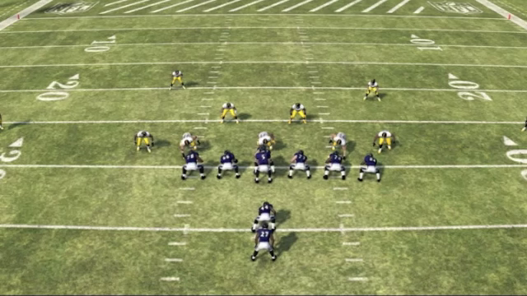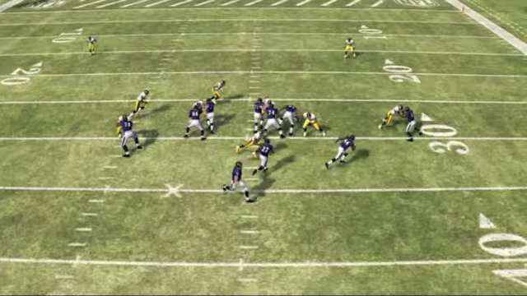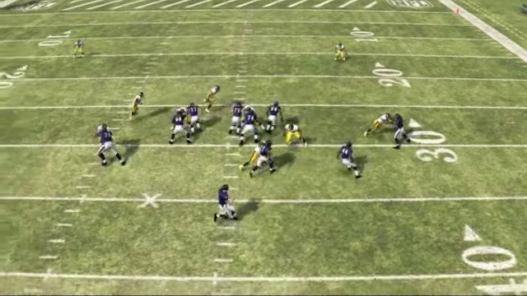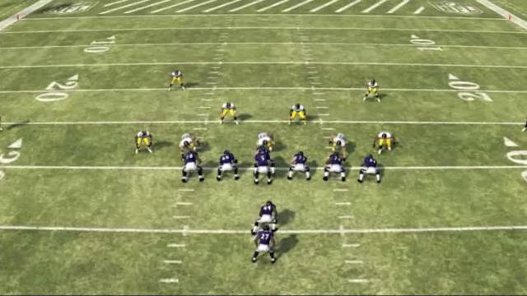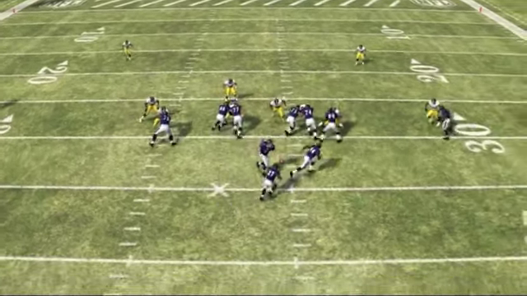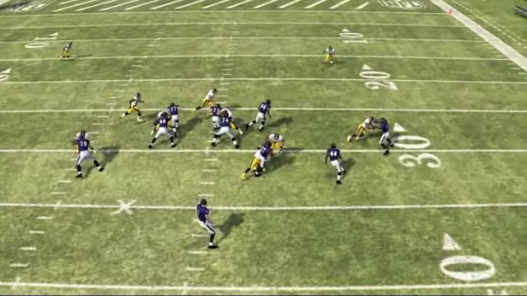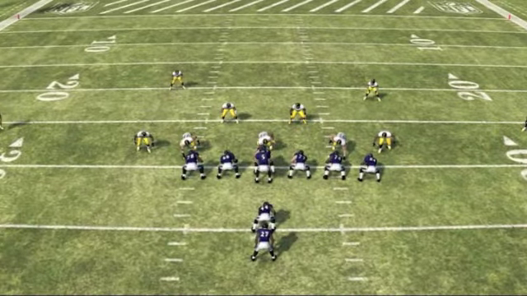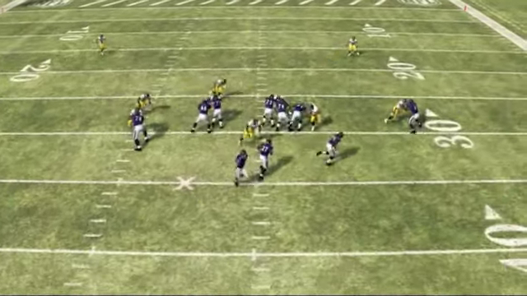I formation, this is outside zone. Now notice the offensive line, they sort of slant to the play side, but the biggest issue with this game is the defensive line does not. And then what that does is it makes the movement look very static.